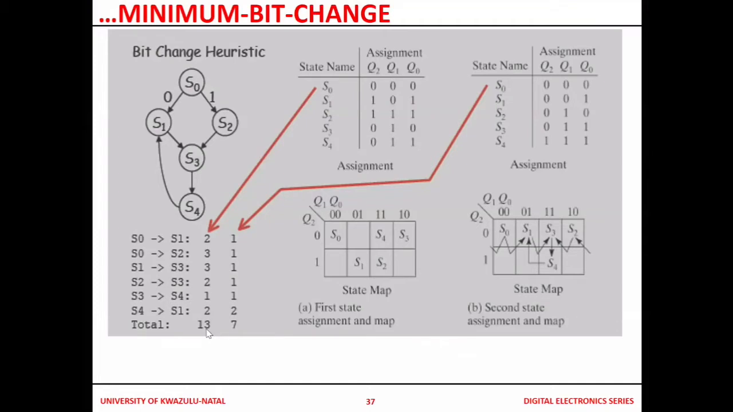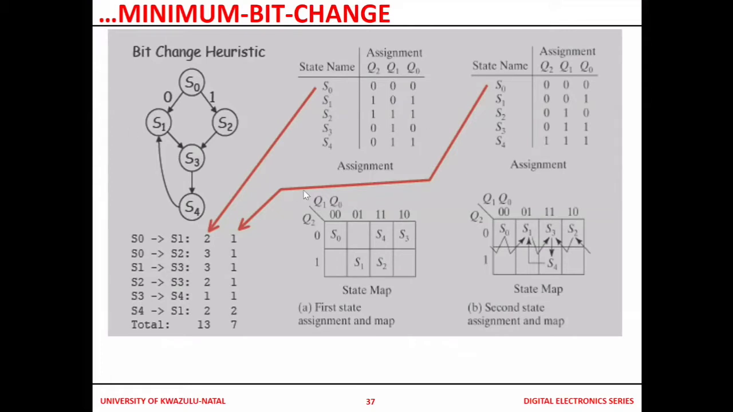Which one is the optimal assignment? It's this one that gives you 7. That is what the minimum bit change says. So this person's machine will be faster than that one. They could do the same thing, but one machine will be faster. So that is what the minimum bit change says.